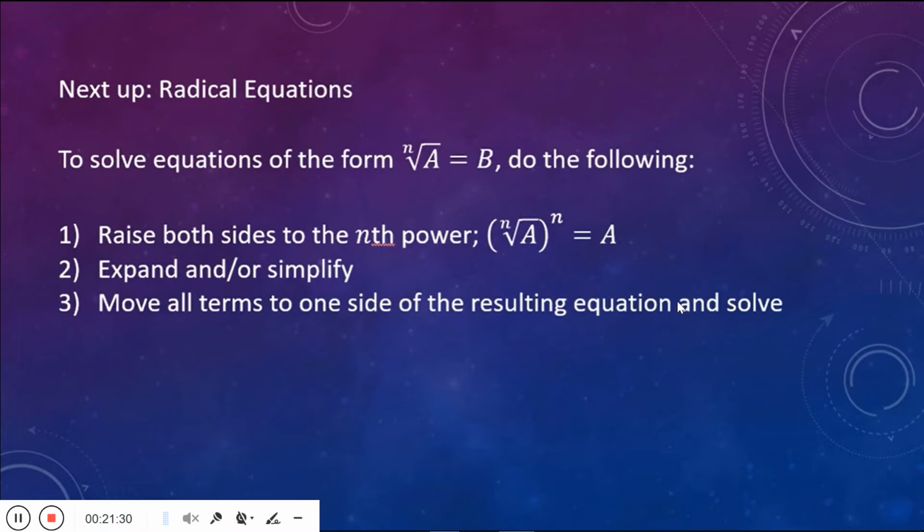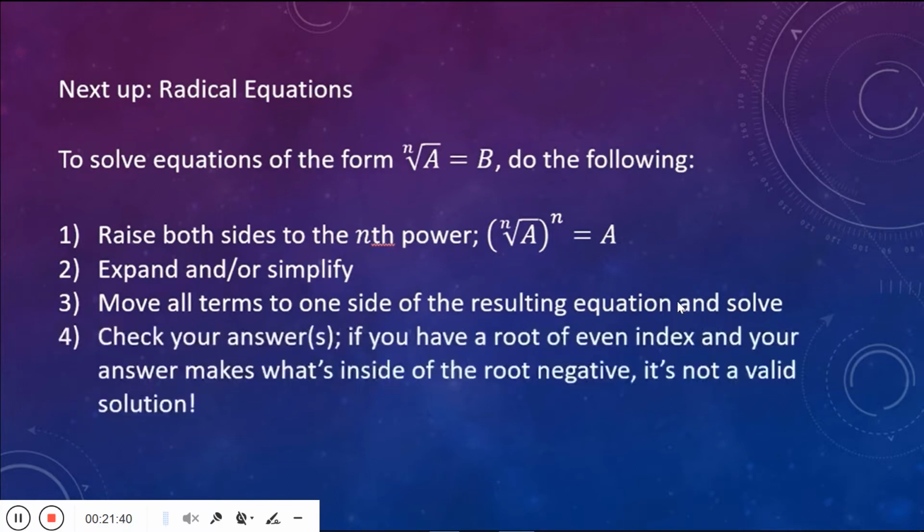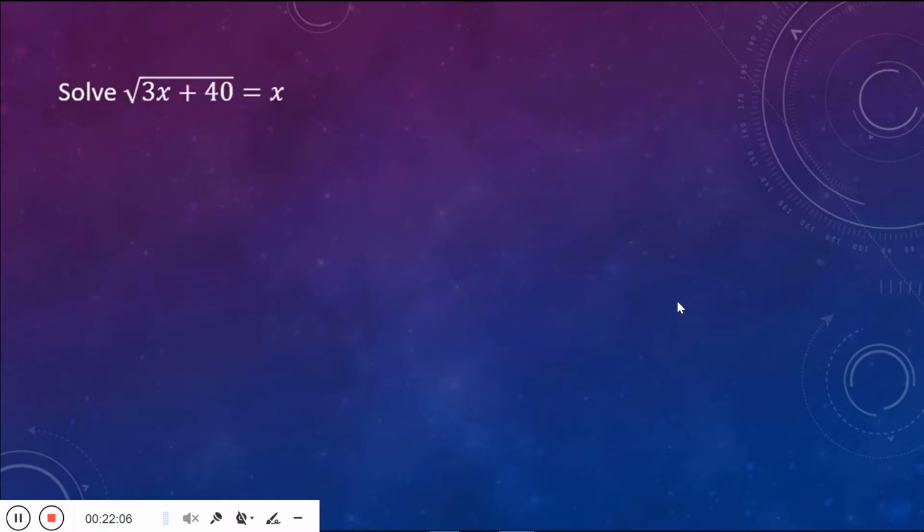And then you're also going to check your answers. Make sure that whatever is an answer, it doesn't make what's inside of your root of an even index less than 0. So as you can see here, check your answers. If you have a root of even index and your answer makes what's inside of your root negative, then it is not a valid solution. We can't take a root of even index of a number that is negative.